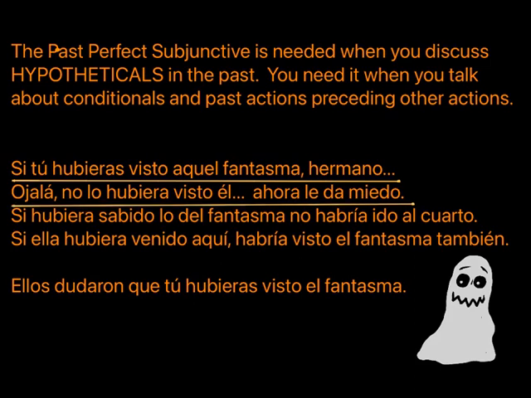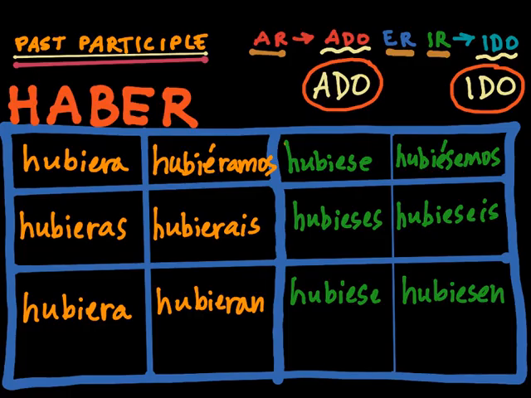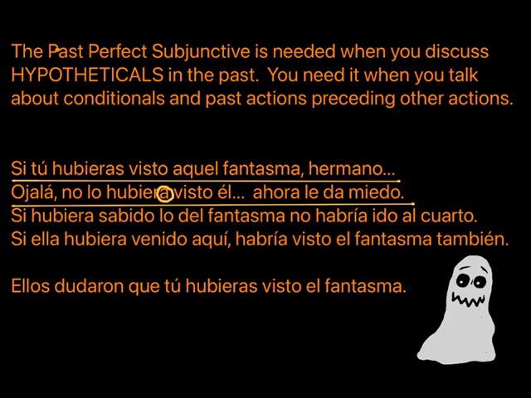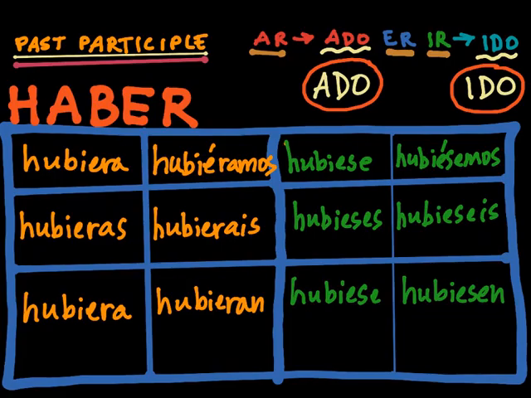I wish he hadn't seen him. Now he's scared. So in this case, that hubiera tells you that somebody wishes it had not been seen, but it was seen. So again, it is a hypothetical situation. And that hubiera visto can be substituted by hubiese visto, as we saw on the previous page, right? Yeah, because this one is completely correct. So if you want to use that, you can, but it is significantly less common.